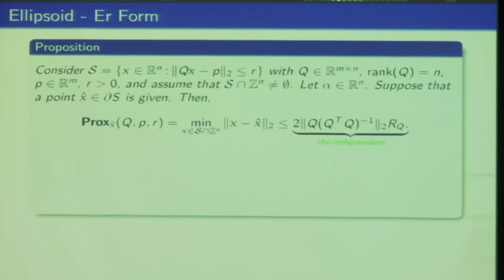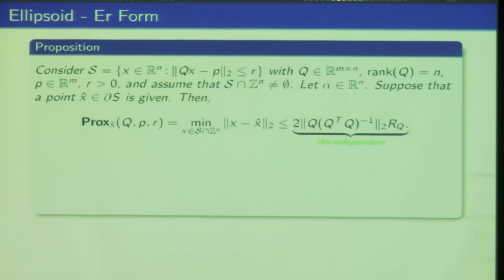All right, for ellipsoids, the results look like this. You don't necessarily need to understand everything, but the important thing is that I give you an ellipsoid in this form, and the result says you can get a proximity measure like this, which depends on Q, the matrix, and R_Q, which is the covering radius of the lattice defined by Q, and it doesn't depend on anything else, in particular P or R.